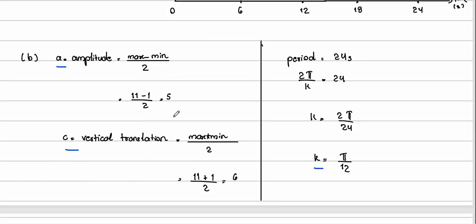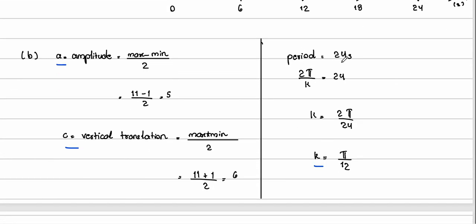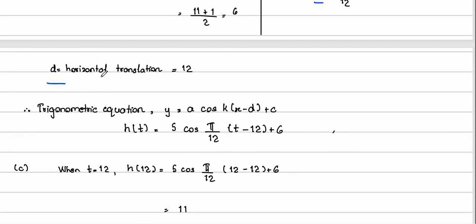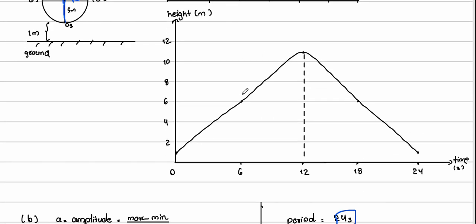For the value of K, the period is 24 seconds, which is what the wheel takes to make one rotation. So 2 pi over K equals 24 seconds. We multiply K to both sides, and K equals 2 pi over 24, which is pi over 12. And this is C, the equation is maximum plus minimum divided by 2. 11 plus 1 divided by 2 is 6. And D is the horizontal translation.